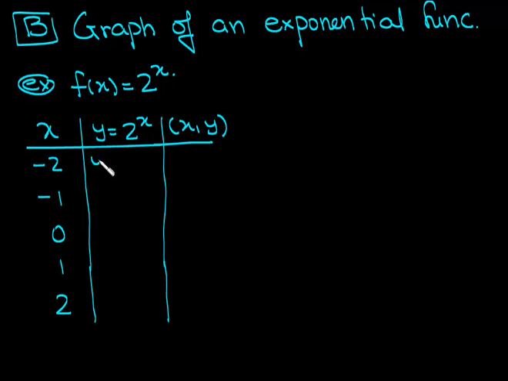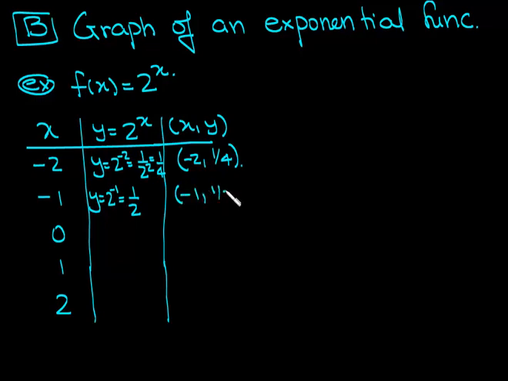So we get y is equal to 2 to the -2, so you get 1 over 2 squared, using the property of exponents to make it positive. So you get 1 over 4. So when x is -2, y is 1/4. Then y is equal to 2 to the -1, which is 1 over 2. So when x is -1, y is 1/2. Then y is equal to 2 to the 0. Anything raised to 0 is 1. So when x is 0, y is 1.